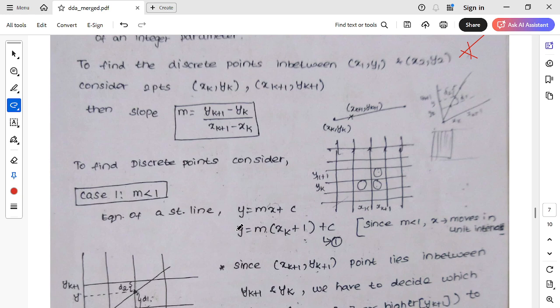We all know the equation of a straight line is y equal to mx plus c. We have seen in the DDA algorithm that if my slope is less than 1, the x moves in unit intervals. Unit interval in the sense xk plus 1 will be xk plus 1. In place of x, you're going to substitute that xk plus 1 in mx plus c.